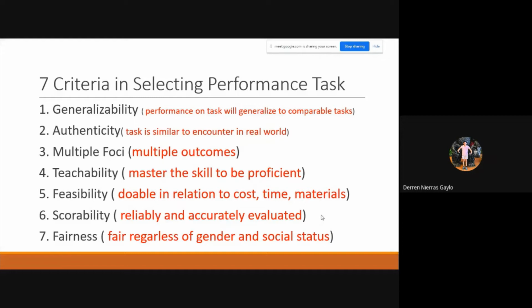And the number 6 is scorability. So it's reliable and accurate in terms of evaluation. So it's better if it's easily scored. And fairness. It should be fair regardless of gender and social status.